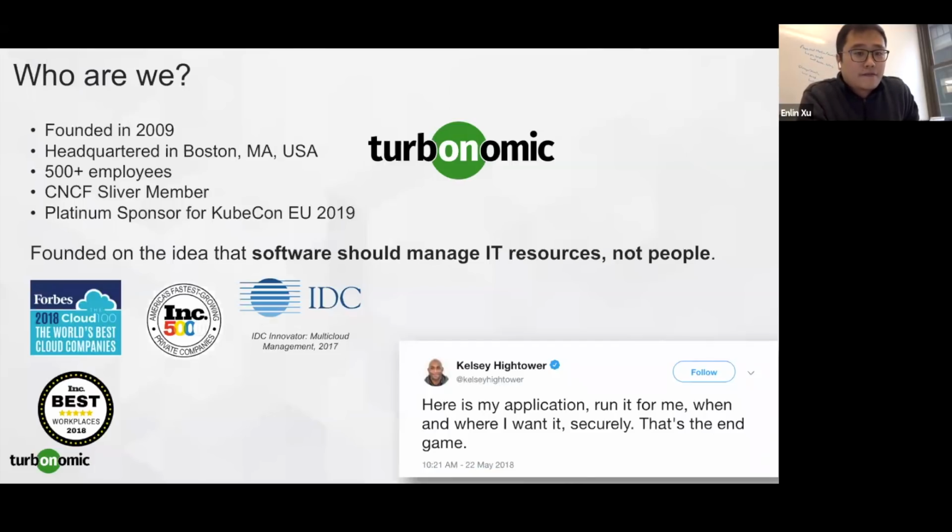The whole idea of the software that we provide is that software should manage your IT resources, not people. So basically, we provide an abstraction and a common analysis engine on top of the abstraction to help you manage your IT resources in the most efficient and productive way to increase your application performance. Just like what Kelsey Hightower put in his Twitter: here's my application, run it for me, when and where I want it, securely. That's the end game. So our goal is to provide you the experience of the end game, so you don't have to manage your data center manually all the time.